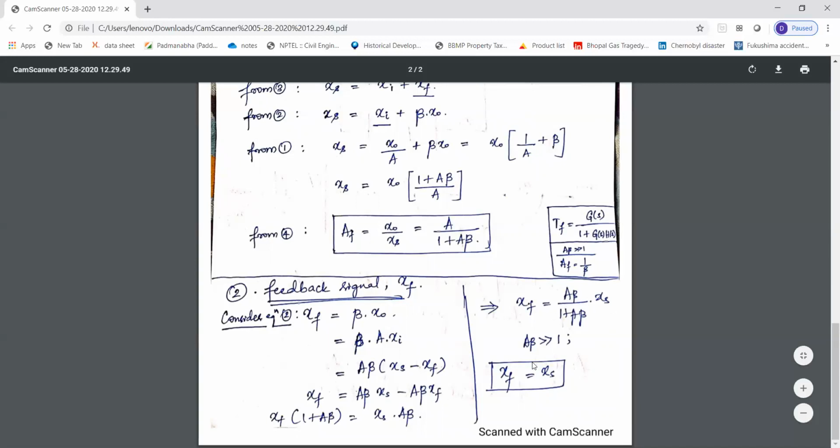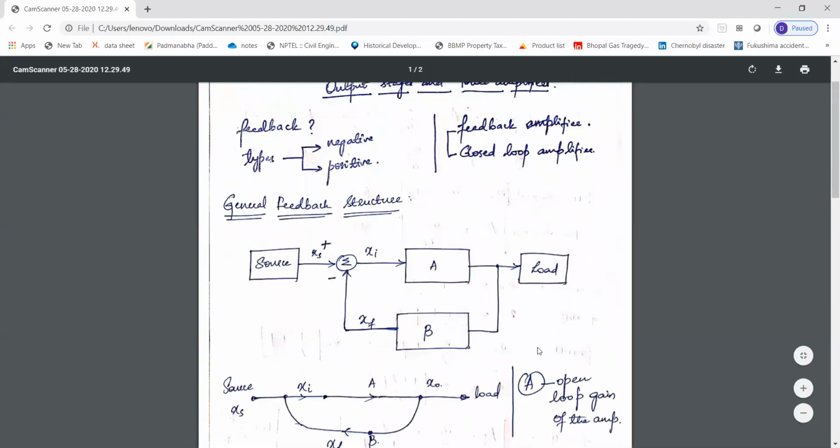So now xf will be equal to a beta by 1 plus a beta times xs. Now if I apply this condition wherein a beta is very much greater than 1, here 1 plus a beta will almost be equal to a beta alone. So the numerator and denominator a beta will get cancelled. So now xf is equal to xs. So go back to the figure to analyze. xf is equal to xs, meaning xi, that is the error signal, will almost be equal to 0, and the output will be equal to xs, isn't it?